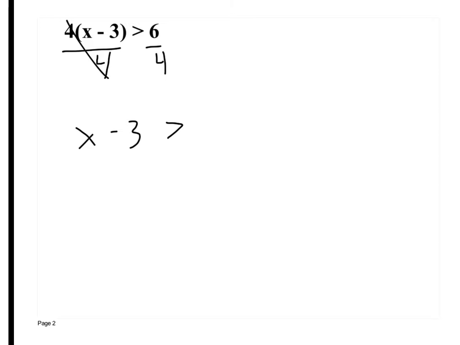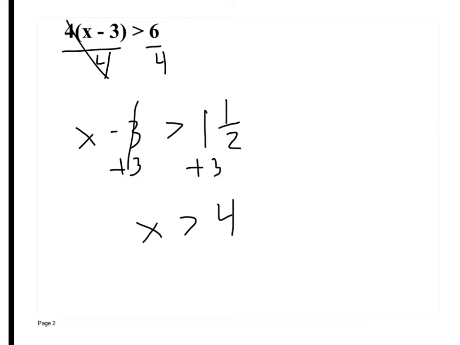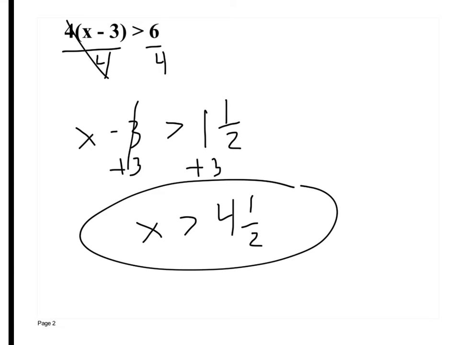I can write it as a decimal or a fraction. I like fraction better because 4 goes into 6 one time with 2 left over. 2 over 4 is the same thing as a half. So I have x minus 3 is greater than 1.5. I need to figure out what x needs to be greater than. So I add 3 to both sides. x has to be greater than 4 1/2 for this to be a true statement.